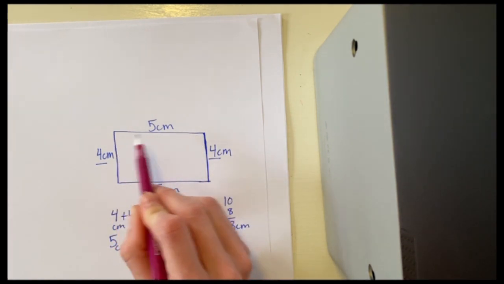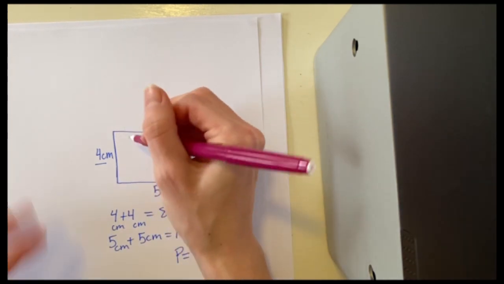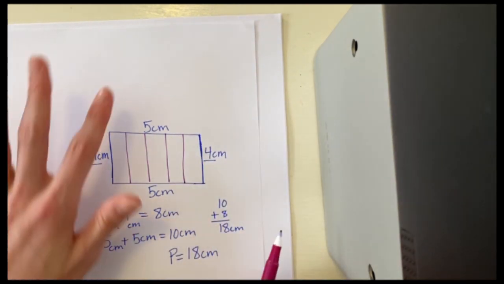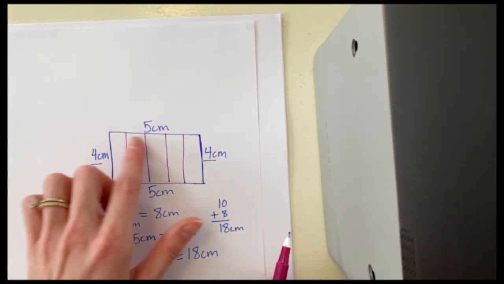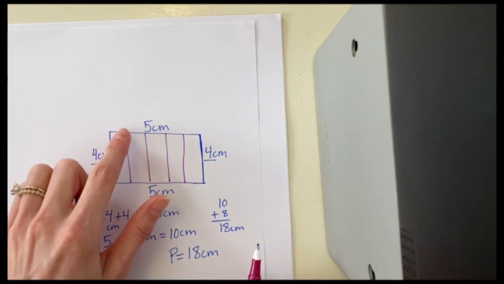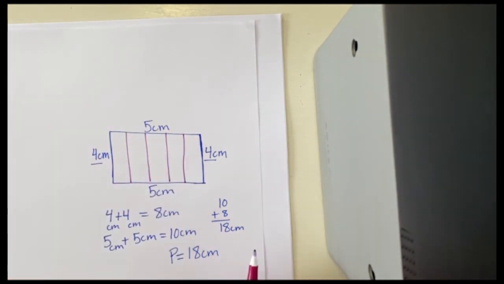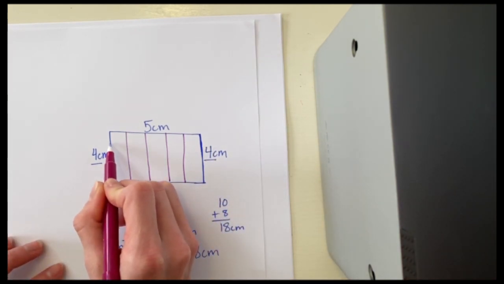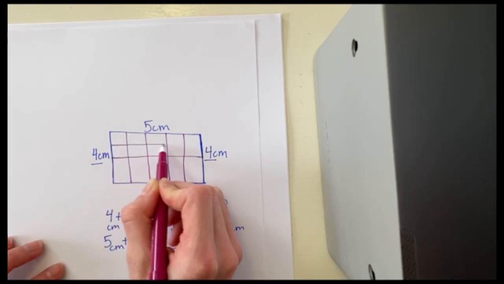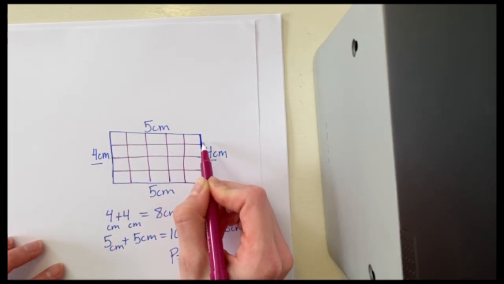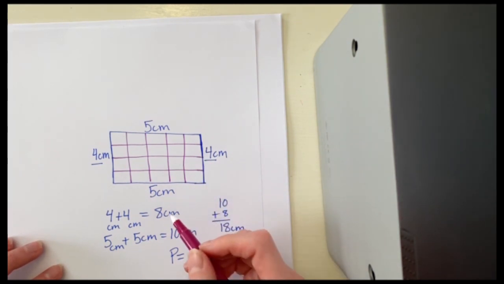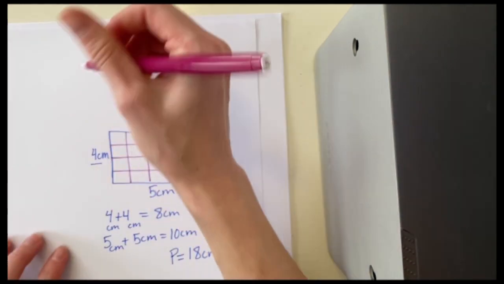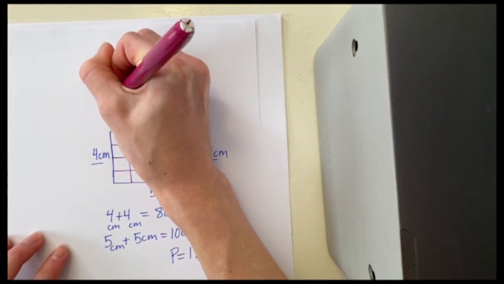So because this side length is 5 centimeters, I can actually picture 5 different centimeters on that side. That would be like 1 centimeter, 2 centimeter, 3 centimeter, 4 centimeter, 5 centimeter. Now on this side, it would be 4 centimeters. So you can actually picture 1 centimeter, 2 centimeter, 3 centimeter, 4 centimeter. And there are your square centimeters.